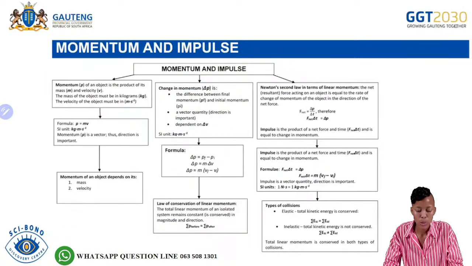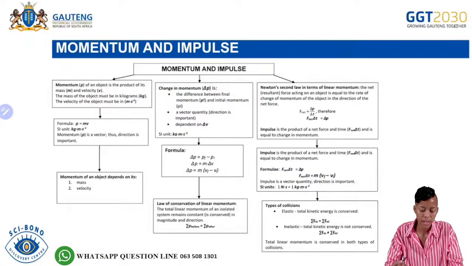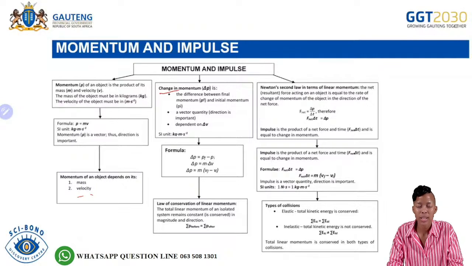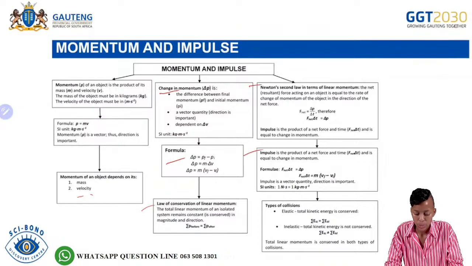And then we are going to move on to momentum and impulse. Under momentum and impulse, we are going to be covering momentum, the formulas of momentum, mass and velocity as well, the change in momentum and the formulas we need to know for it, and the law of conservation of linear momentum, Newton's second law in terms of linear momentum, impulse and the types of collisions.